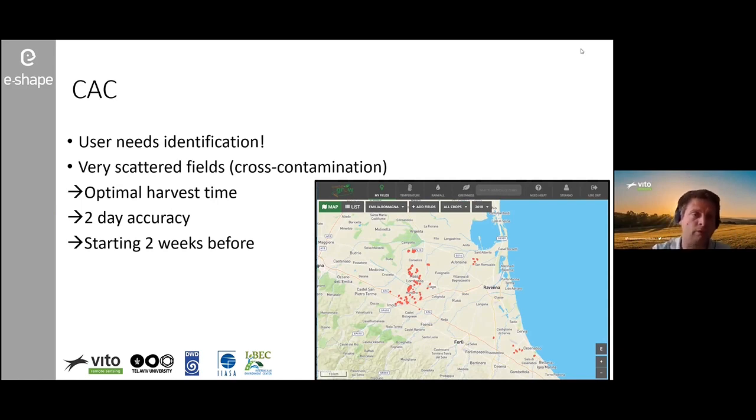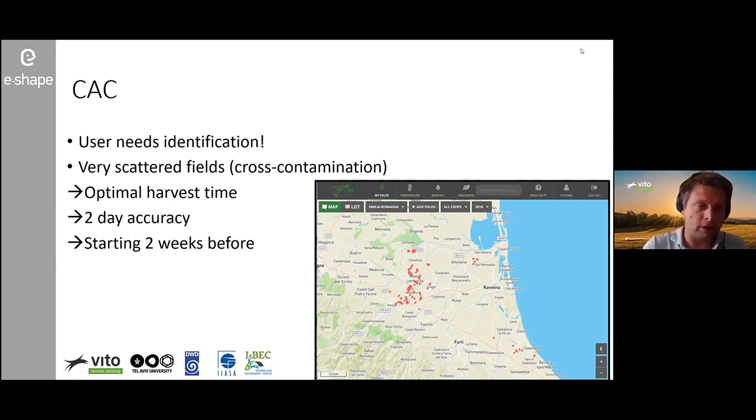They don't want to harvest too early, and they don't want to harvest too late, because it has a large impact on the seed quality. So it's quite a precise operation, but it takes a lot of time. They have to drive around for a lot of hours. And so they were interested in the use of EO data to help them.